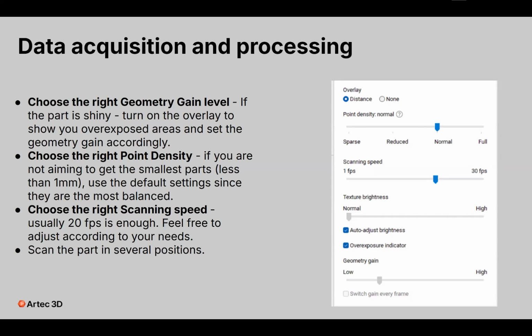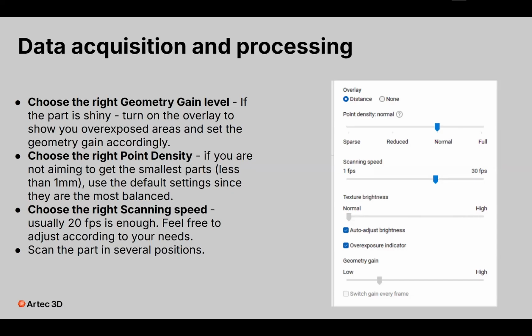On the other hand, if you are scanning something relatively big, like in terms of Spider 2, then feel free to decrease point density to reduced or even sparse, especially when you are scanning something that doesn't have really small details that you need to capture. In this case, the project size will be even less, but the level of detail will still be pretty impressive.